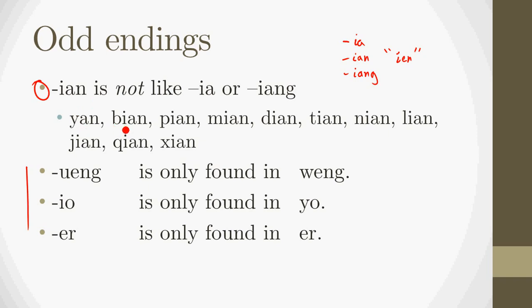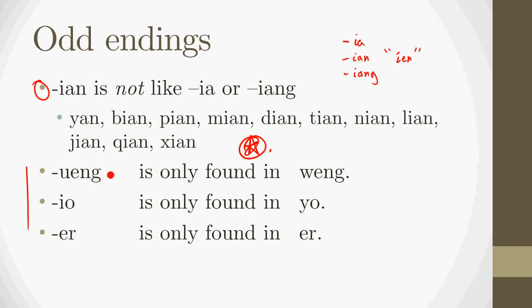Here, it's not bian, it's bien. And then pian, mian, dian, tian, nian, lian, jian, qian, xian. Okay? This one I think is actually pretty important because this will help your pronunciation a bunch. Don't pronounce these ones like they look. Pronounce it like I'm telling you to. It's like yen, bien, pian, okay, like that.